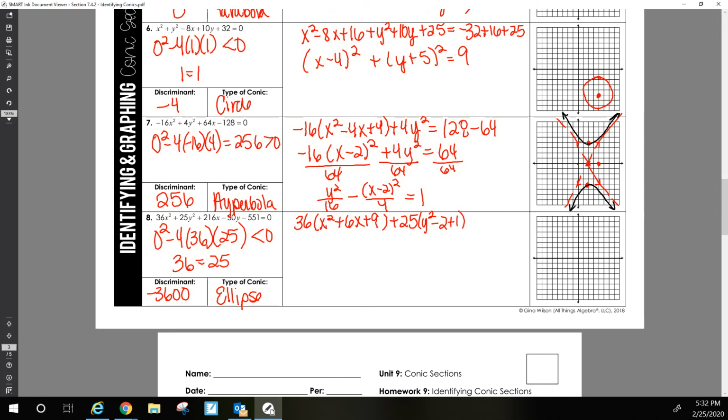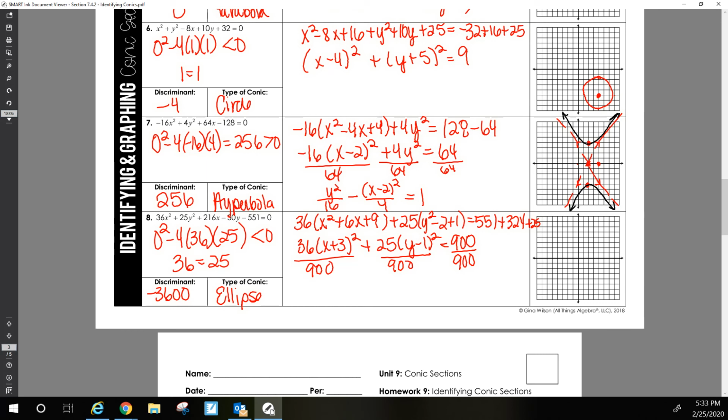1 squared is 1. We're going to boot the 551 to the other side and make sure we go back and add those completed squares. So 9 times 36 is 324. And 1 times 25 is 25. All right, this is going to give us 36 (x plus 3) squared and 25 (y minus 1) squared. 551 plus 324 plus 25 is 900. When we divide off that 900, we will get our final equation.